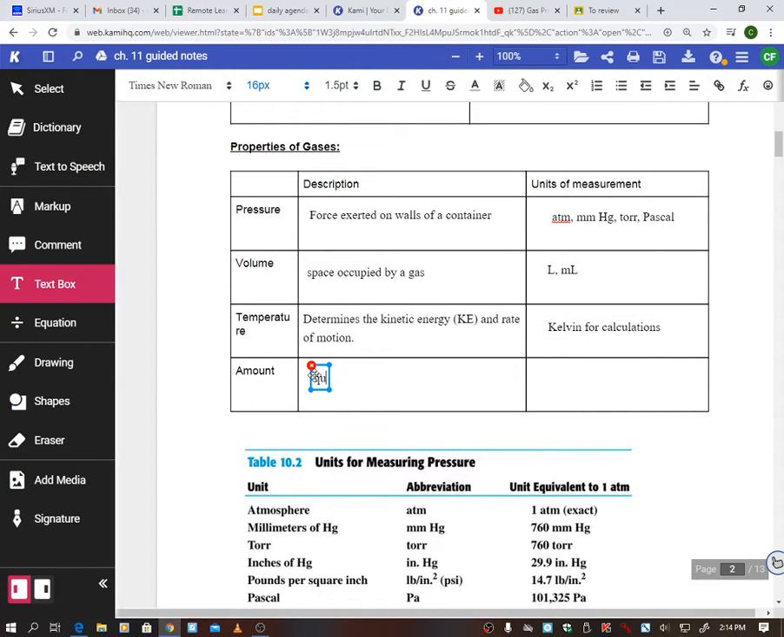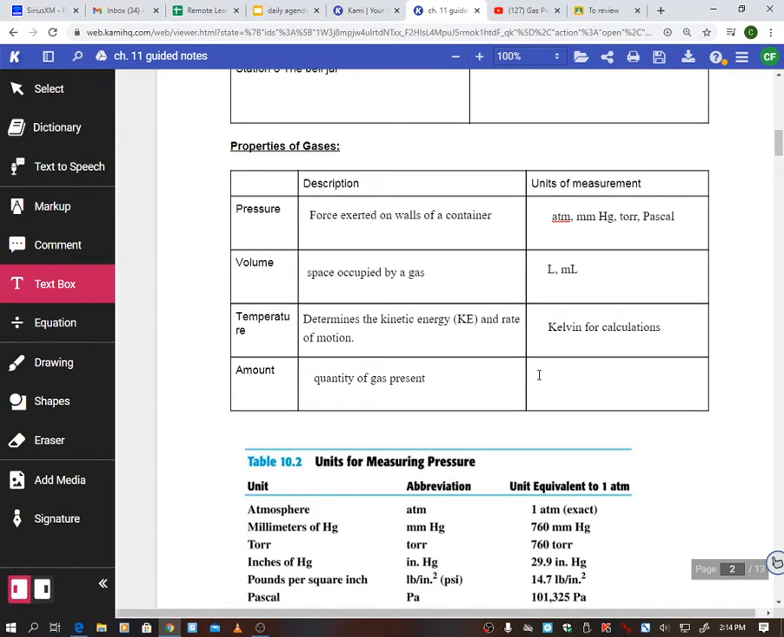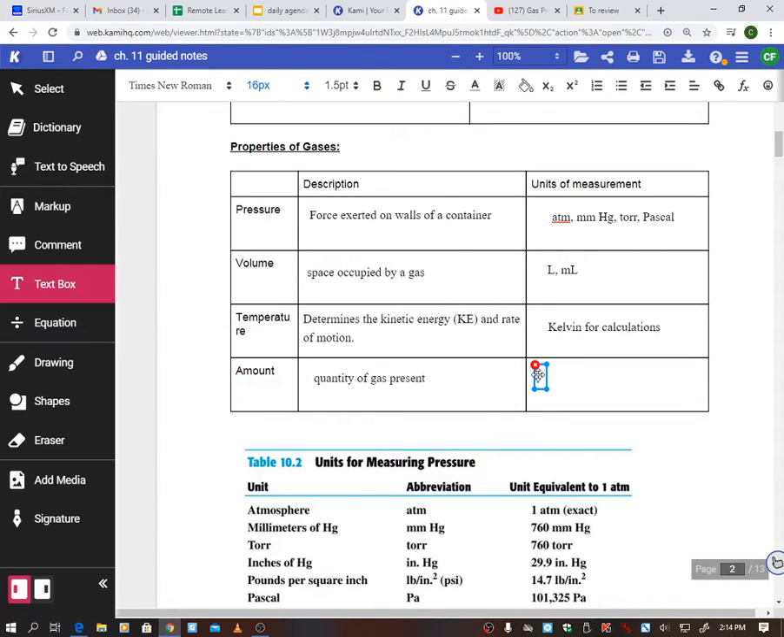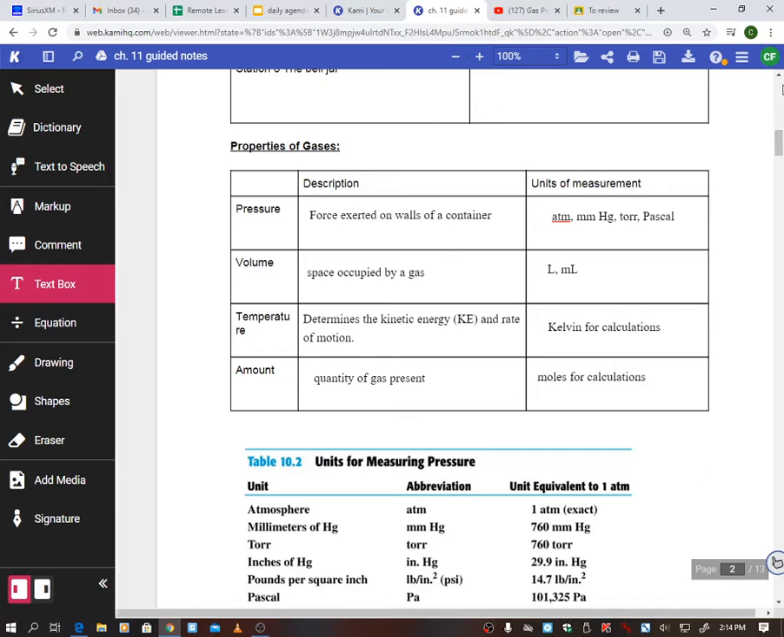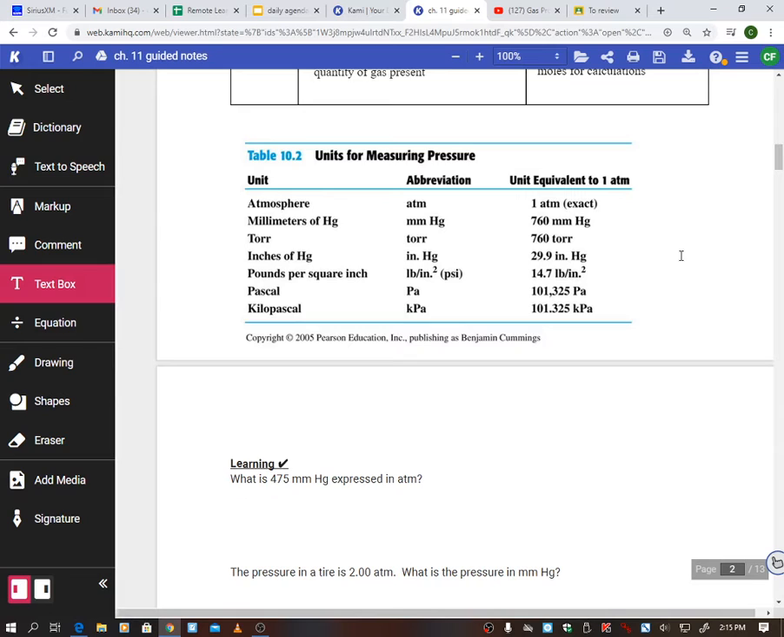Amount is the quantity of gas present. And once again, we could do this in grams. Grams is an amount, how much we have. But for our calculations, we will need moles. All right, so you can see where the problem is going to be, and you guys know what's coming: they're going to give it to us in grams, and we're going to have to do a conversion to moles. So be looking forward to that.